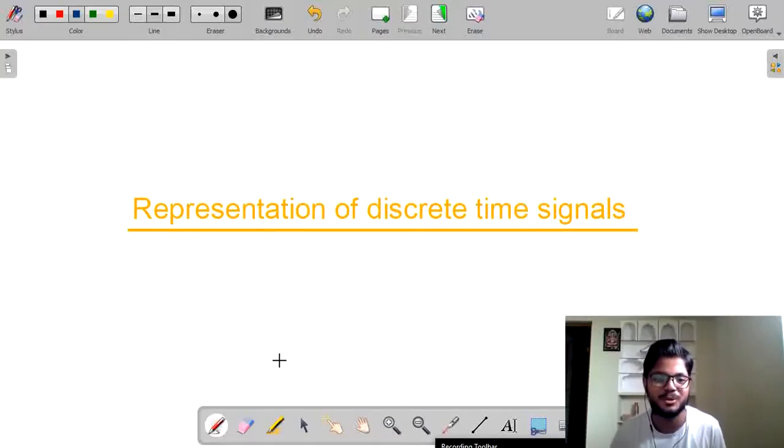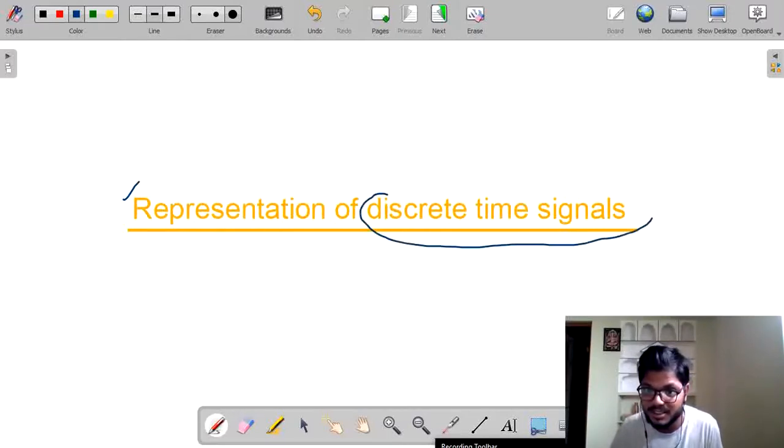Today we are going to learn some of the important topics in discrete time digital signal processing. We are starting from the basics, and the first thing we need to learn is how we need to represent discrete time signals. Representation of discrete time signals we will study in detail now.